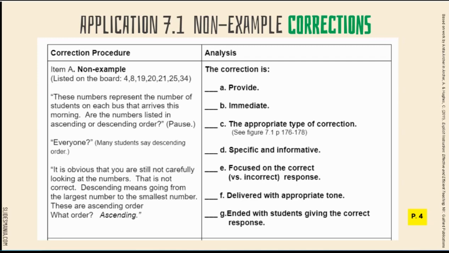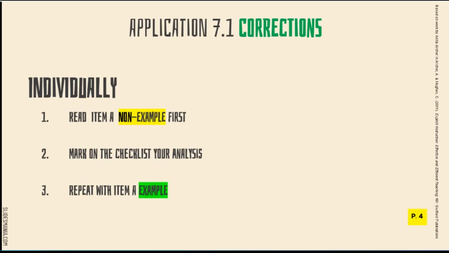Take some time. You're going to be doing both the example and non-example. You're going to read the item A non-example first, mark on your checklist, and then repeat the same type of checklist for your example. And then we're going to come back and review the answers. We're going to provide you with immediate corrections. So pause now.